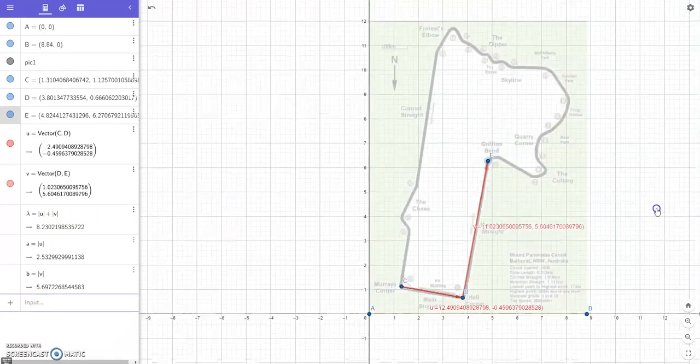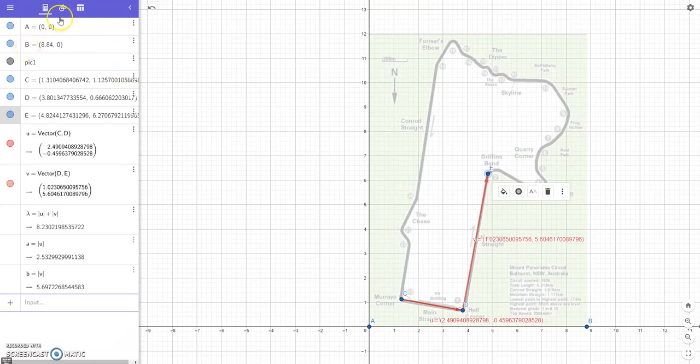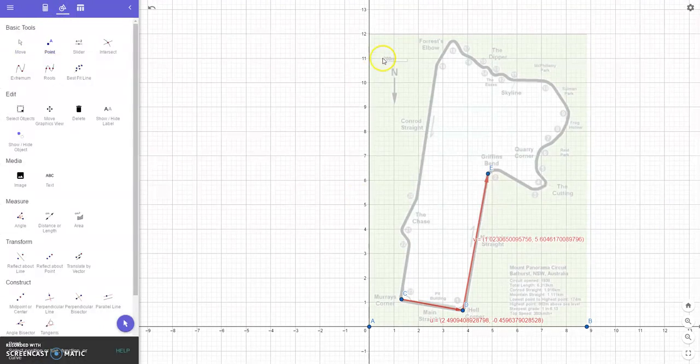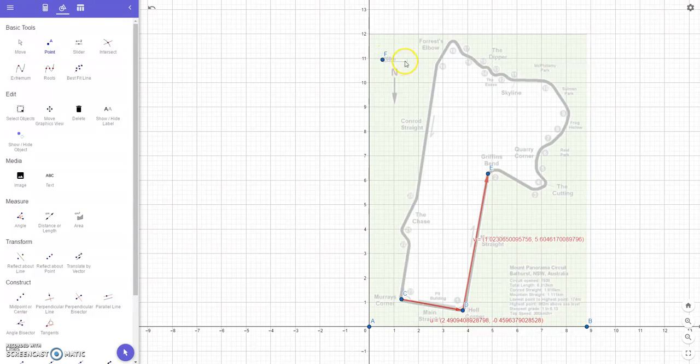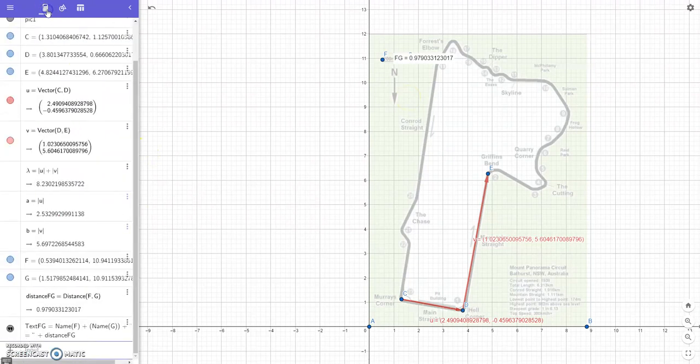Now to work out the scale, we could then add points in up here in my scale, which is E, F and G. Over here in measure, the length between F and G is 0.979. So scroll back down here to my calculator section, and I'm looking at lambda, which is 8.23. That's the length of C to D plus the length of D to E. That's adding it up on the spot for me.